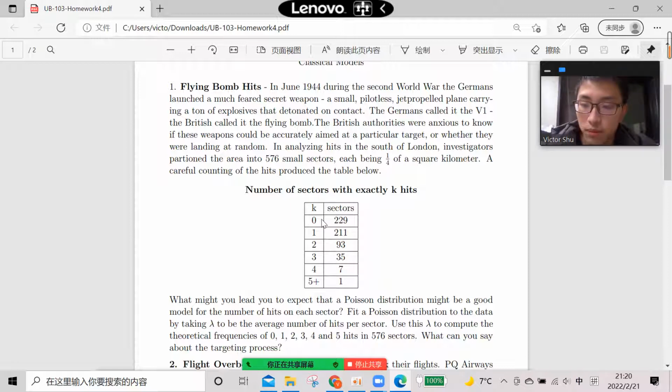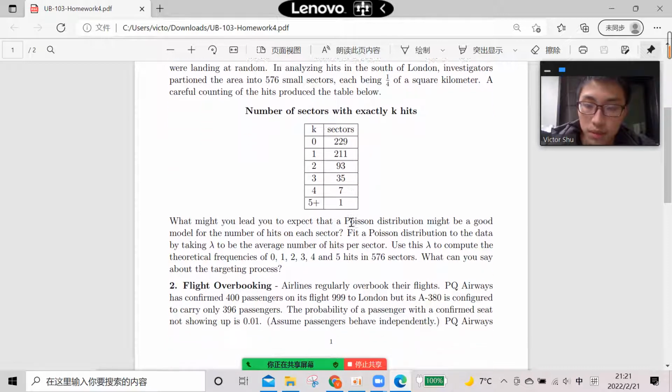and you use that probability times the number of observations, and you get the theoretical frequency, and then you compare that theoretical frequency with the actual frequency, 229, to see if there's a huge difference. If there's no huge difference, it means probably the bombs are landing at random. But if there is a huge difference between your theoretical number and our actual observation, then it means the bombs are not landing at random.